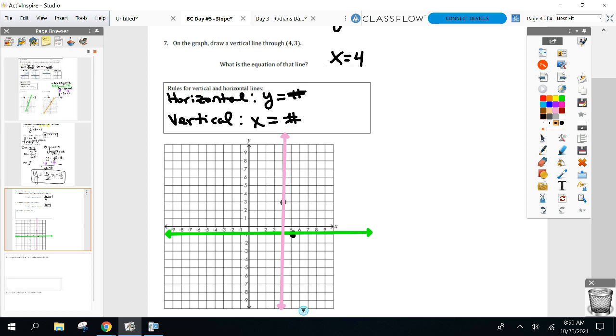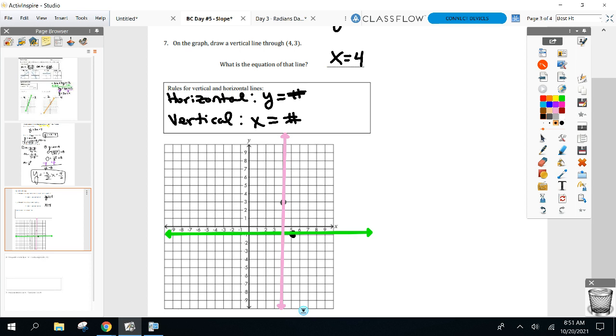Matt? Is it possible for a vertical line to be on the x and y axis? What do you mean? If it goes through the x axis, couldn't it also be on the y axis? So you're talking here? Yeah. So it goes through, well, it is the y axis, but going through the x. So that would be x equals 0. Okay?